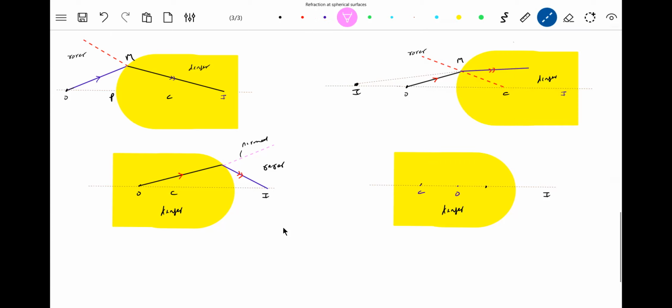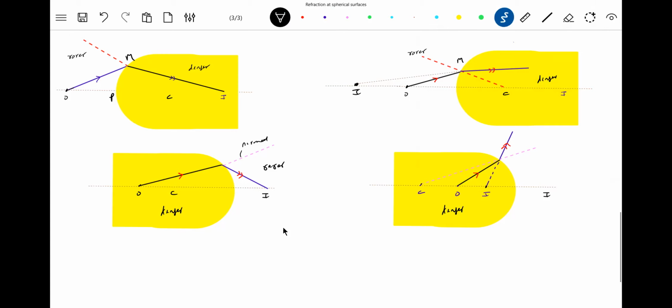This is one more situation. We may end up like this. Now the ray is moving from rarer to denser to rarer. So it should bend away from the normal, which means it can happen like this. This is the incident ray and this is the refracted ray. Look at it now: the object is in the denser medium and the image is in the same denser medium.